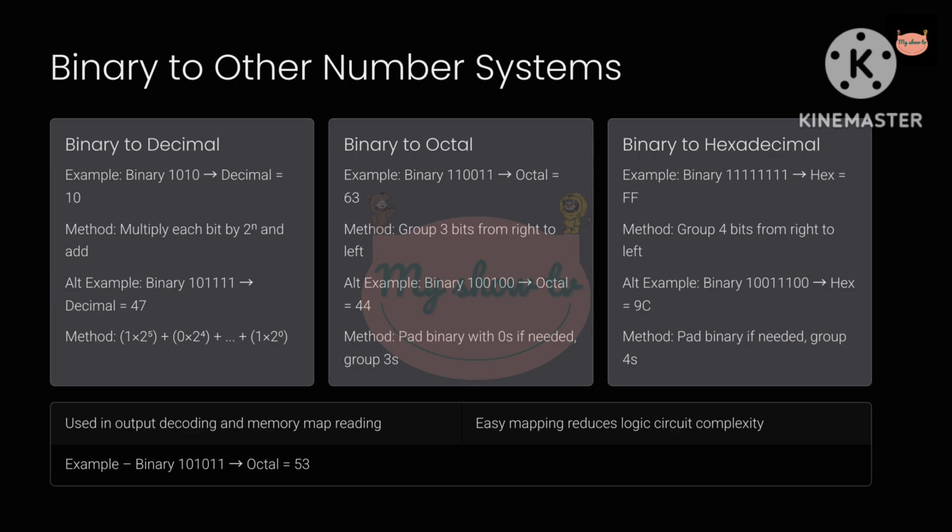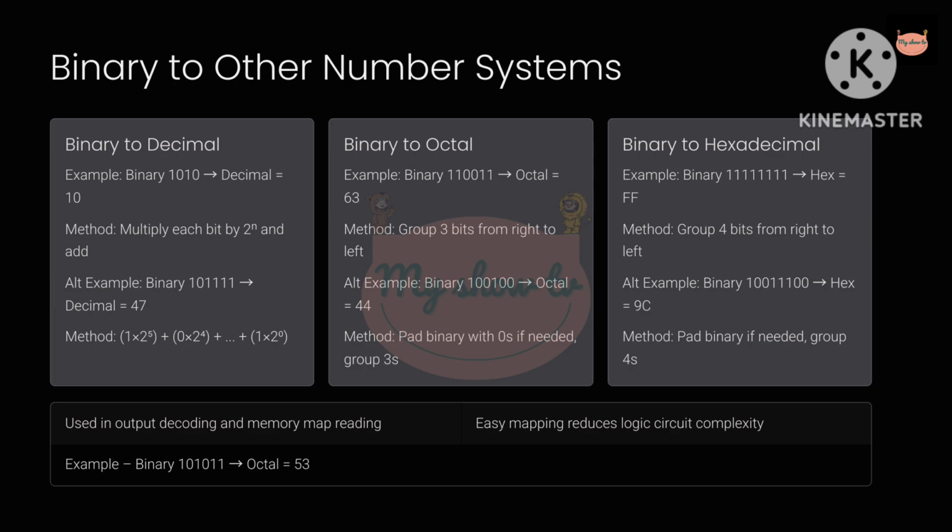Using a lookup table for binary to hex makes the process faster, especially in programming. Binary is ideal for machines, but not for humans. That's why we use shorter formats like octal and hexadecimal for easier reading. Example: binary 101101 → decimal equals 45. → octal equals 55. → hex equals 2D.